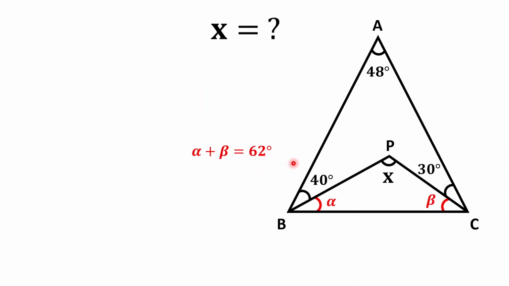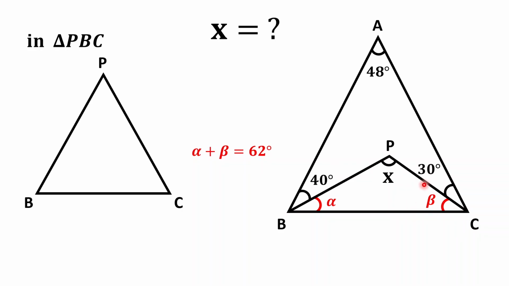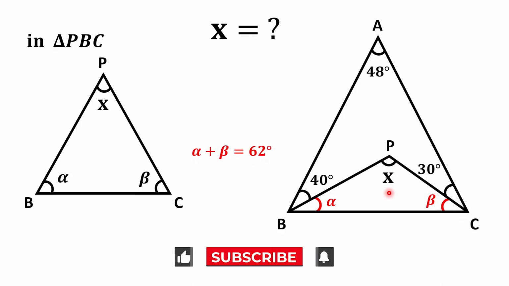Now let's take a look at the triangle PBC. We know that the angle B is alpha and the angle C is beta, and angle P is our missing angle, which is x. Now using the same rule, we know that alpha plus beta plus x gives us 180.